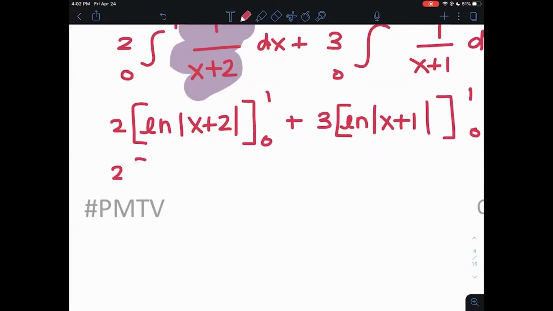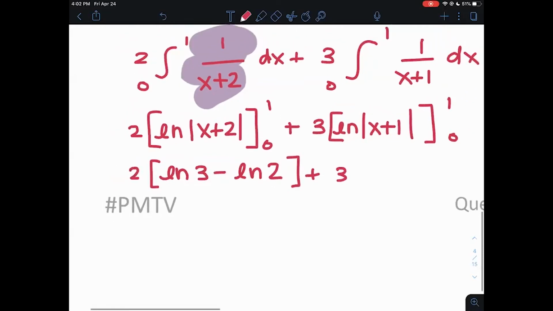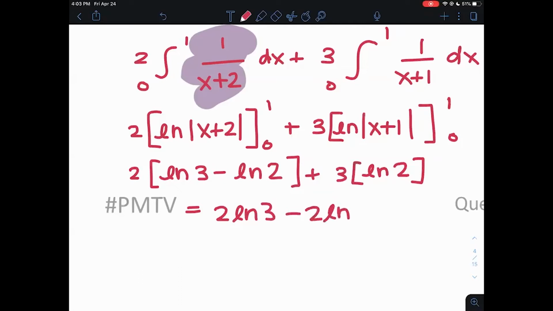So we would have here 2 times the natural log of 3 when I evaluate this at 1, minus the natural log of 2 when I evaluate this at 0, plus 3 times the natural log of 2 when I evaluate this at 1, minus the natural log of 1, which is 0. So we end up with a 0 at the very end. So this is 2 times the natural log of 3 minus 2 times the natural log of 2 plus 3 times the natural log of 2.